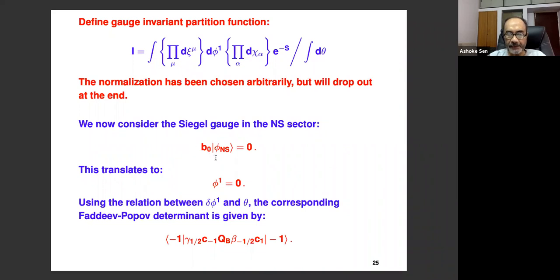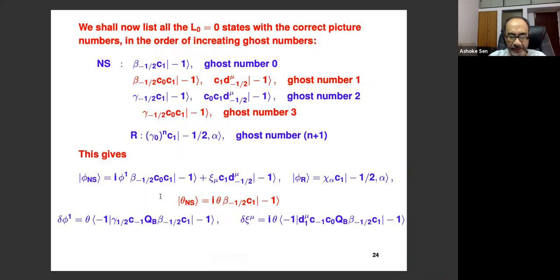Okay. So the Siegel gauge is B0 on phi NS equal to 0. So if we apply B0 on phi NS, you see that this is phi NS, right? So if you apply B0 on this, this term is automatically 0, because B0 acting on this is 0. This is not automatically 0, because the B0 C0 anticommutator picks up a 1. So B0 on phi NS will be proportional to phi 1. So imposing Siegel gauge means that we are setting phi 1 equal to 0. Okay, that's the Siegel gauge condition for this open string field. And then this also tells you immediately what the determinant is, right? This is a gauge determinant because delta phi 1 is theta times this.